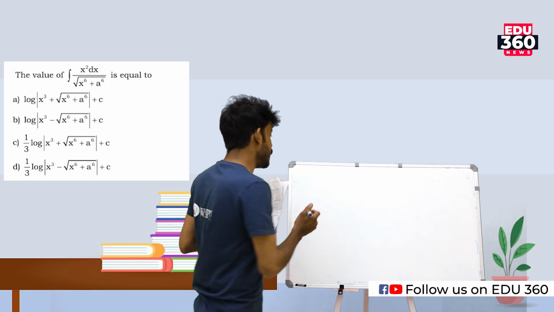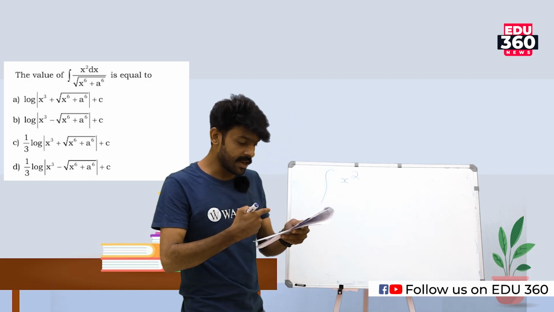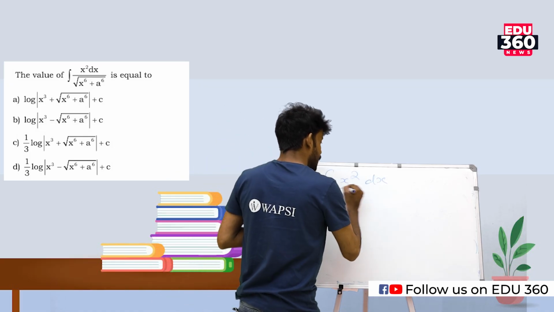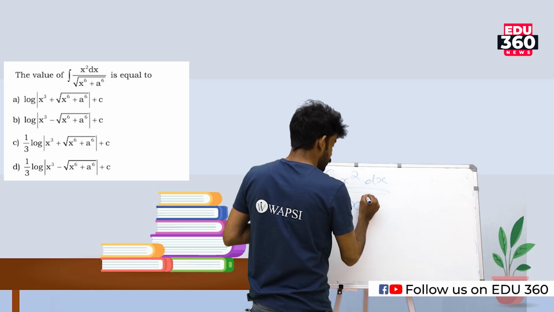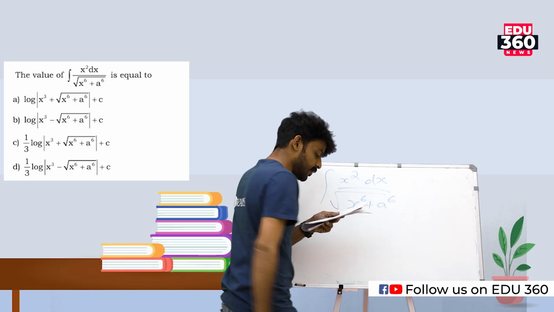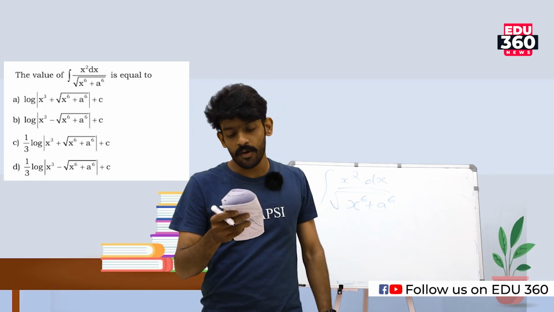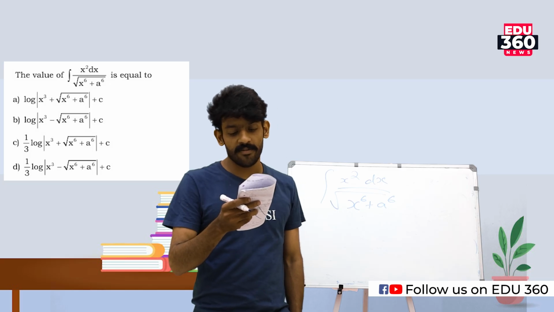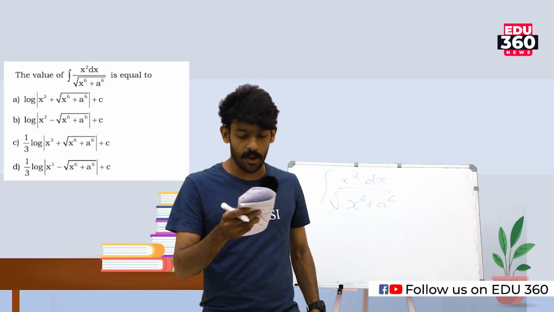So my dears, the next question is, we need to find the value of the integral x square dx divided by root of x raised to 6 plus a raised to 6. Okay, so this is the next question. Let me read the question once again for you. We need to find the value of this one.